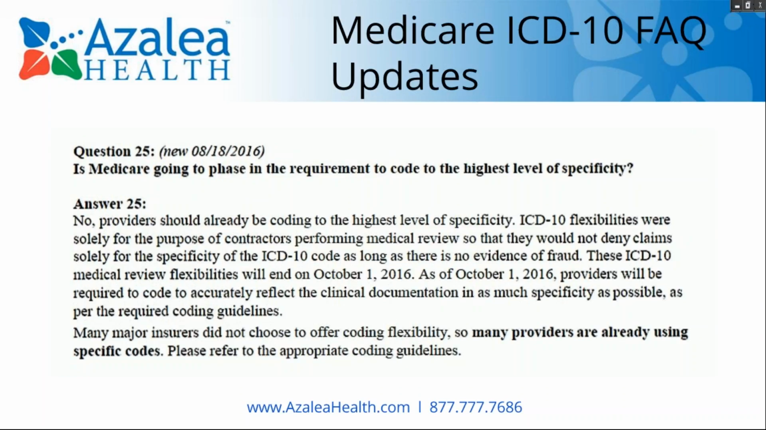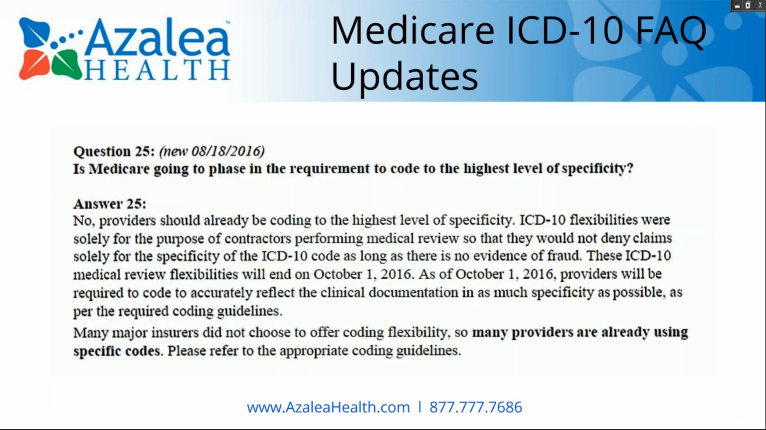So then the next page, we've got, is Medicare going to phase in a requirement to code to the absolute highest level of specificity? And they said, no, you should already be doing that, which is not very helpful. And then they say many providers are already using more specific codes. That these flexibilities were mainly for the reviewing part, so like the post-payment audit that I mentioned on a previous slide, and also so they wouldn't deny a claim just purely based on the specificity.